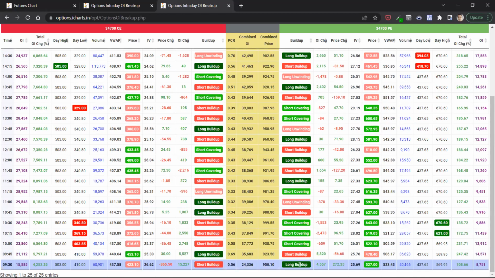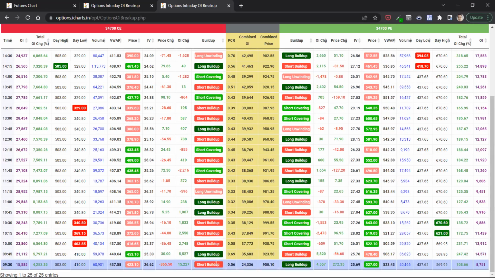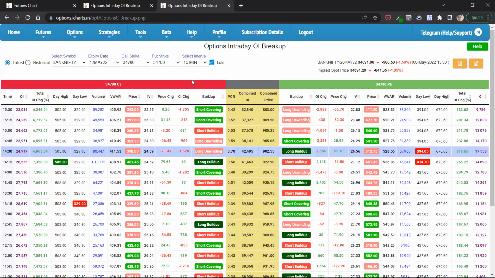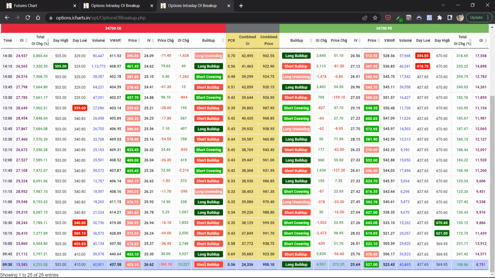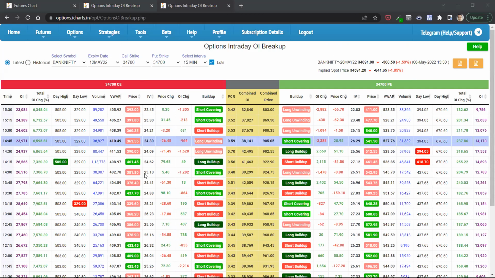So short buildup on this side, then long buildup on the other side, or vice versa. Once this happens, this is the kind of sentiment. If it is there for 15 minutes, we are looking at a 15-minute time frame. If it is there on a 15-minute time frame, then it carries a little more weight. Then you can look for signals for these strikes on the actual charts, and if your price-based indicators are giving signals on that, then you can probably go for that.